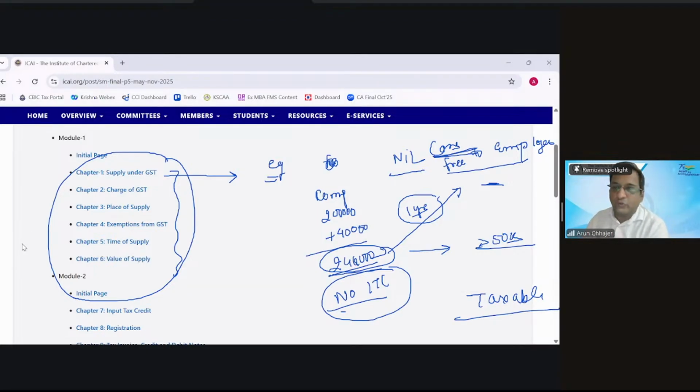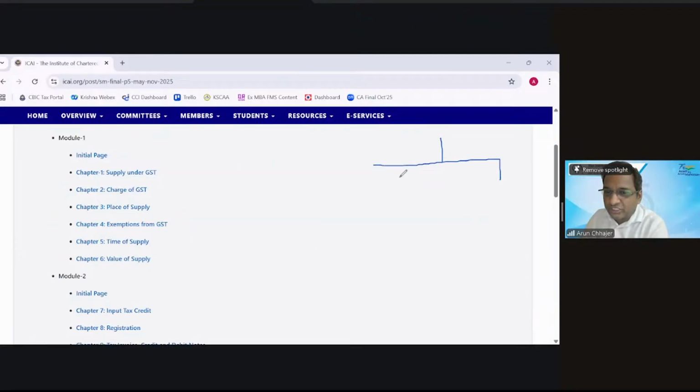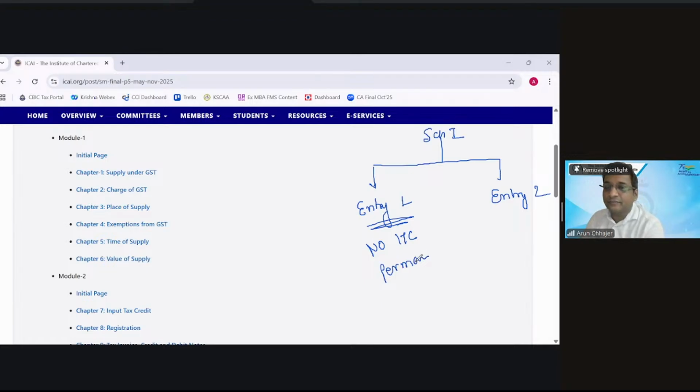Why I am saying so? By asking this question, I like to compare two things: Schedule 1, entry number 1 and entry number 2. I was trying to create confusion by using the terms given in entry number 1, like no ITC, permanent transfer, etc. So I like to bring your attention to that.